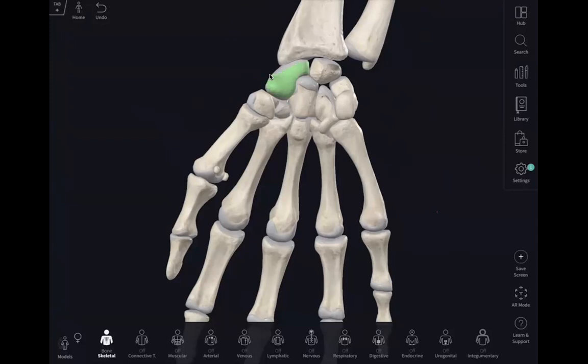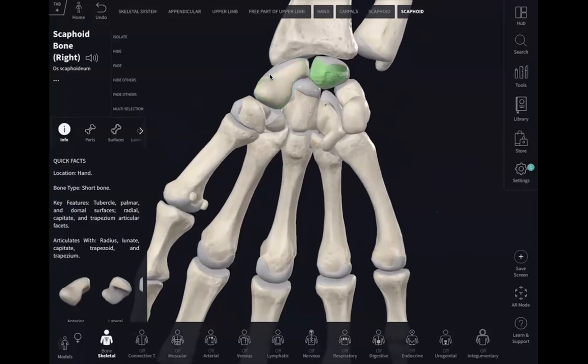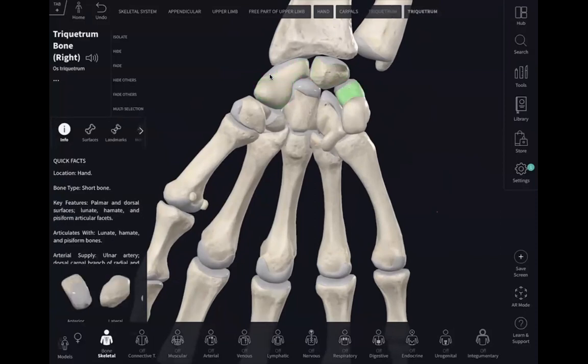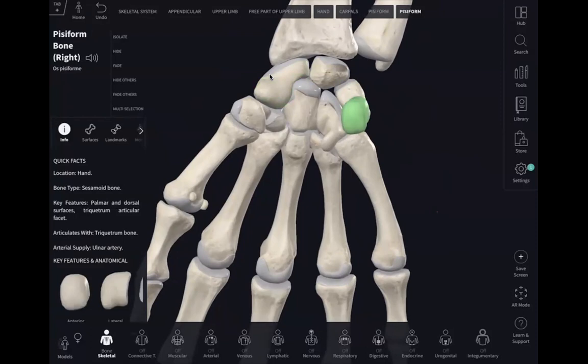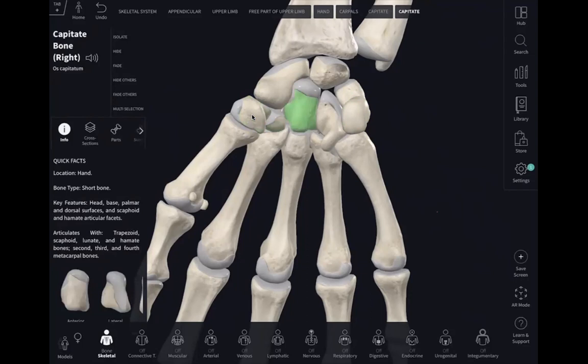As you can see, this is the scaphoid. Next to it we have the lunate. Next we have the triquetrum. And then we have the pisiform. Next, if you want to learn the distal row, again from lateral to medial, the bones we have are the trapezium, the trapezoid, the capitate, and the hamate. Clear? These 8 bones.